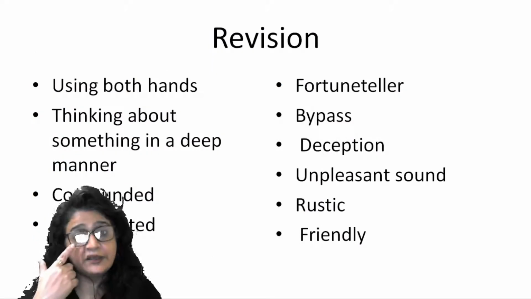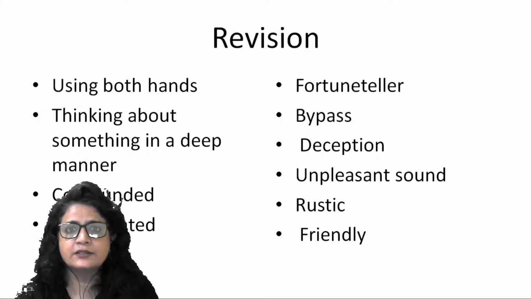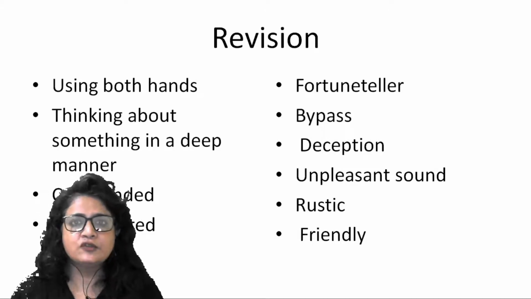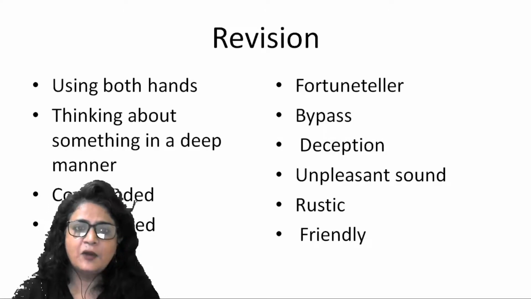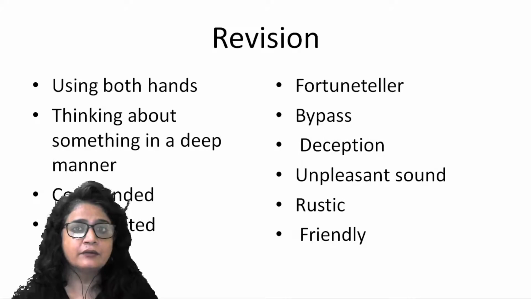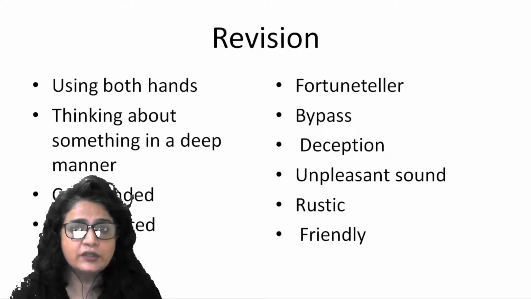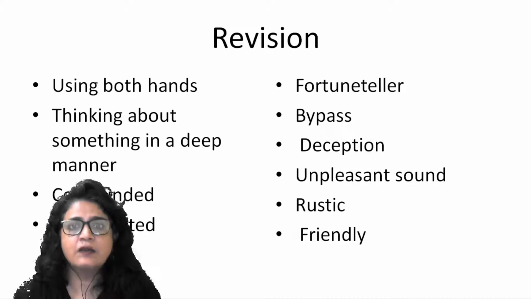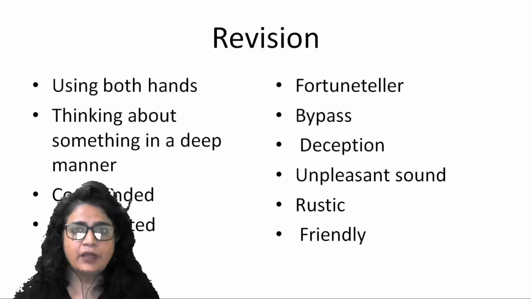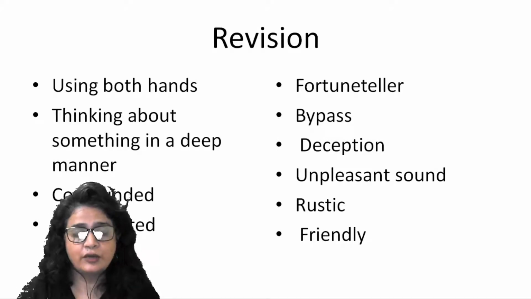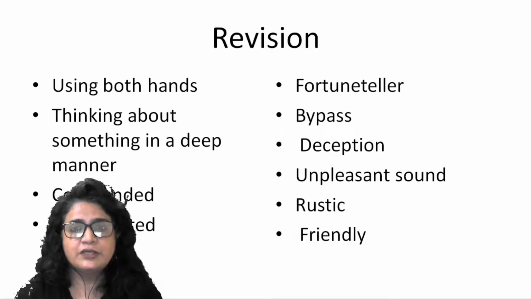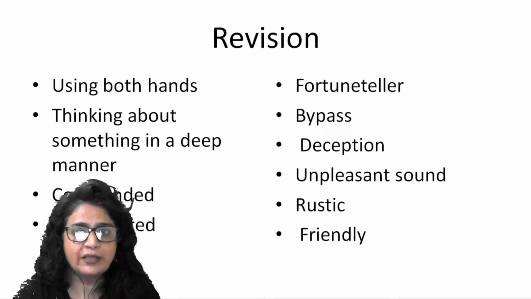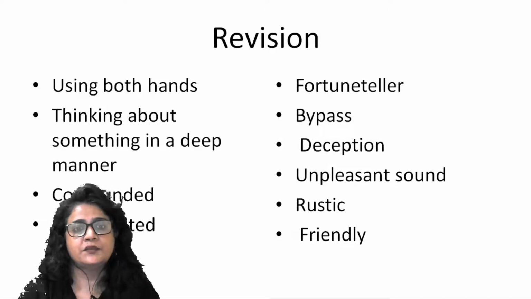Very quickly, let's revise the words we did using both the hands. Ambidextrous, right? So dexterous is skillful, ambi is for both. So ambidextrous is somebody who uses both his hands skillfully. Thinking about something in a deep, deep manner. Remember the word with COG root words? COG comes for thinking, it comes for brain, it comes for ability to think, to have knowledge, right? Thinking about something in a deep manner, the word is cogitate, contemplate. Cogitate, contemplate, both are synonyms.